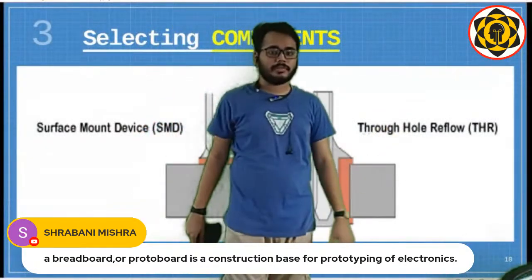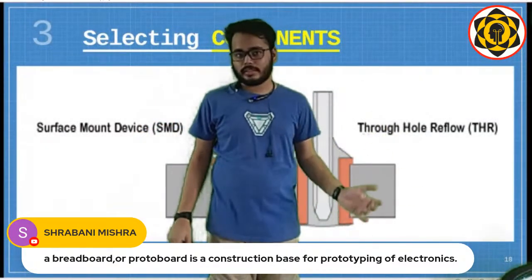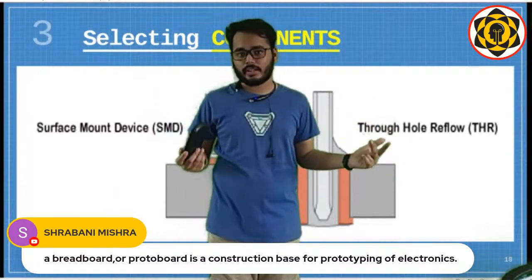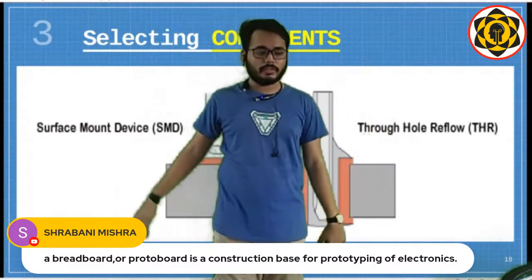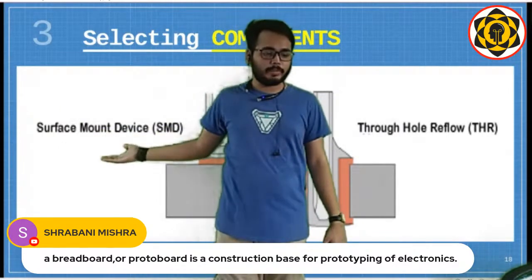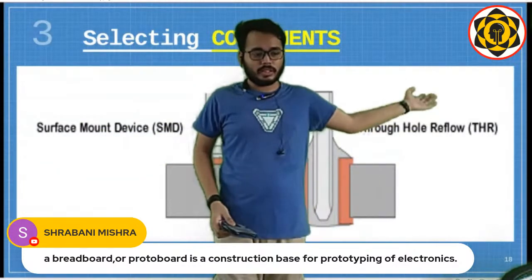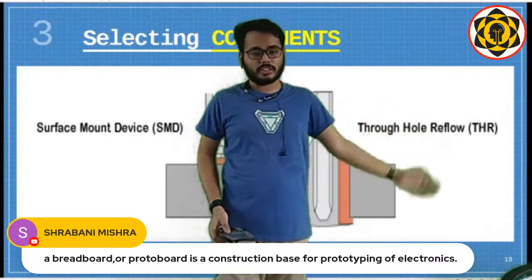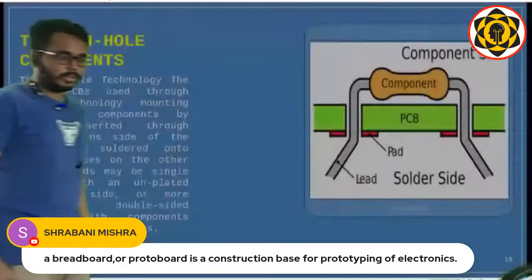Now, components. Since we're talking about layers, there are 2 types of components that you have to select as well. One of them is called a surface mount component, or SMD, and one of them is called a through-hole reflow, or THR, component. So these are the following differences.